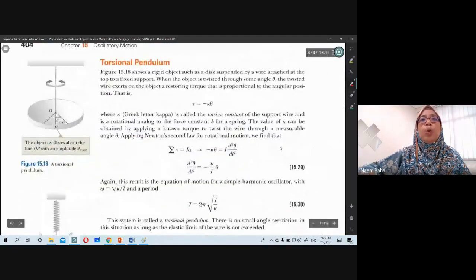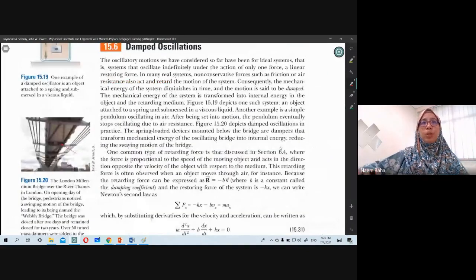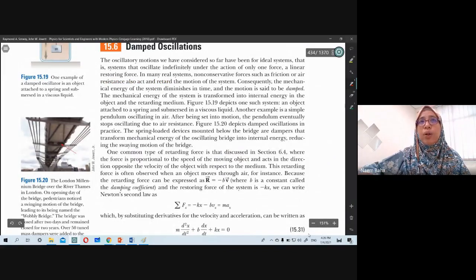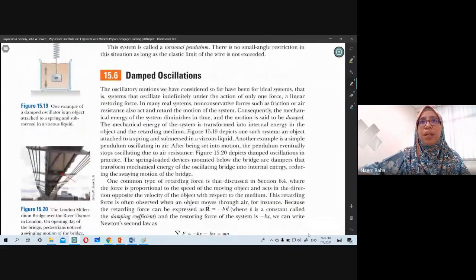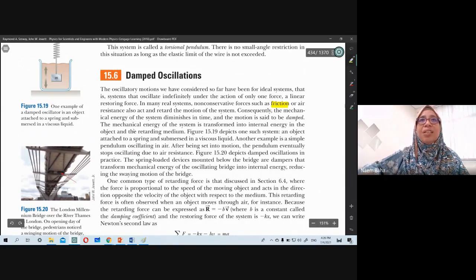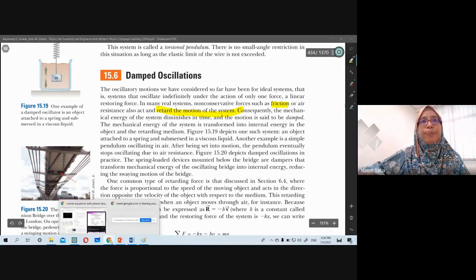Our last two topics are damped oscillation and resonance. Number one, what is damping? Damping is more like friction. Damping is due to non-conservative forces such as friction. It retards the motion of the system, meaning the amplitude just gets smaller and smaller.